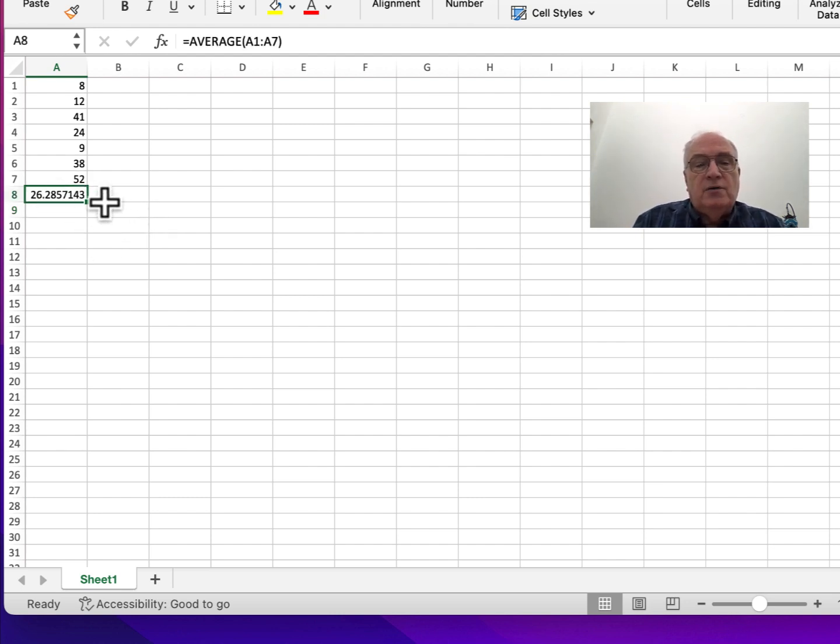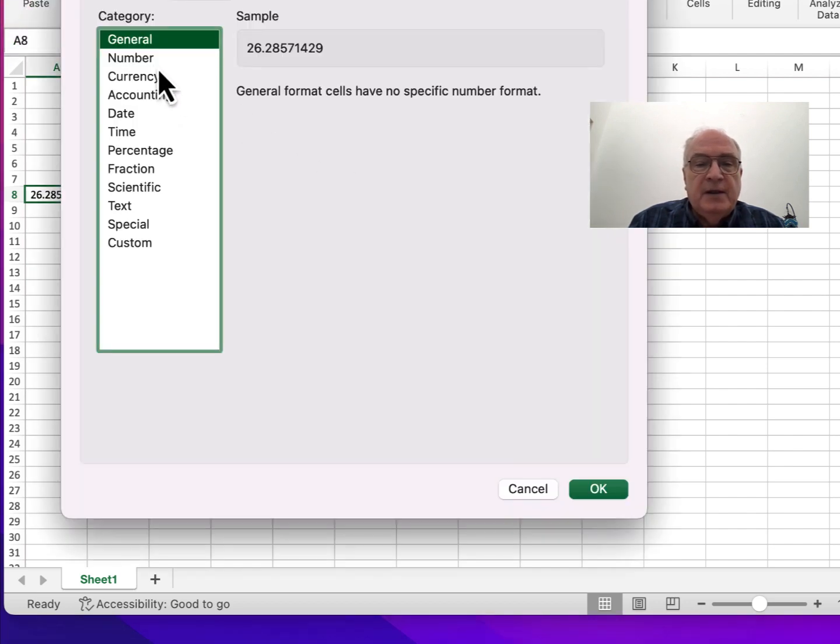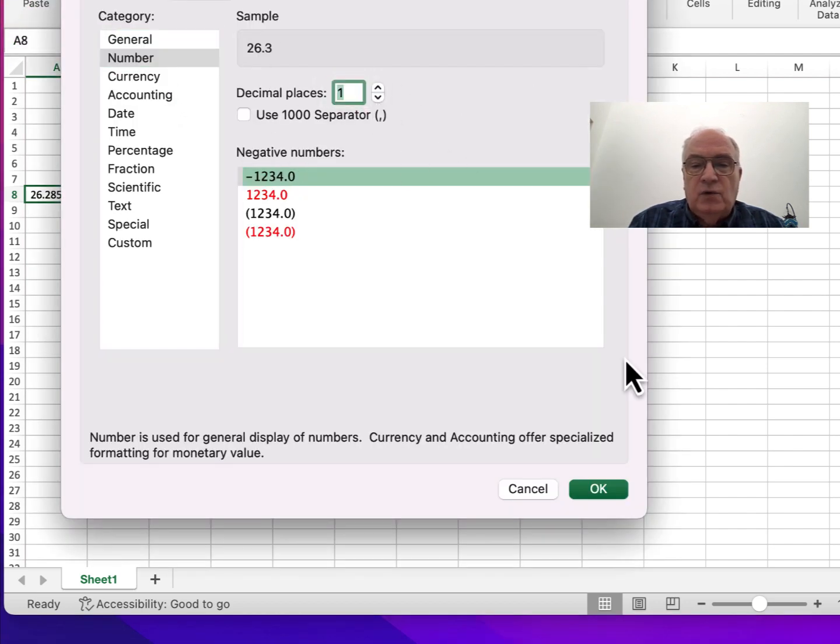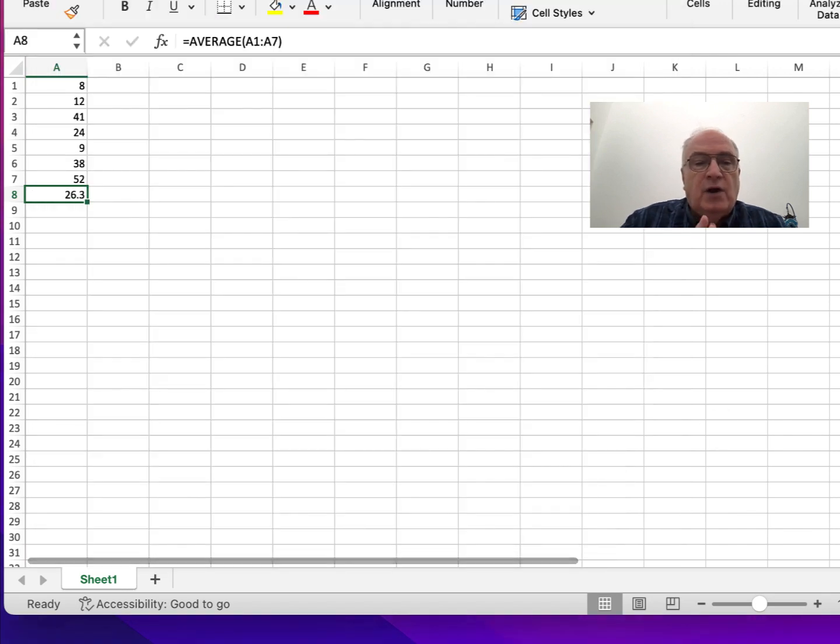In the protocols of Excel, when we have no decimals in the data, we need only one decimal more in the mean. So I'm going to format the cell. Let me format the cell. I'm going to tell it I have a number. I want one decimal place. And there we are. The average is 26.3.